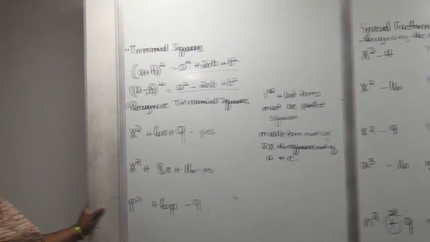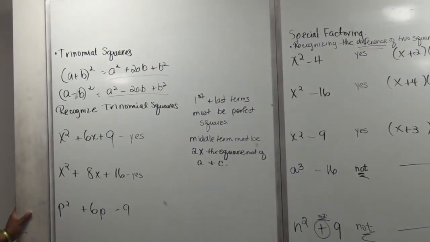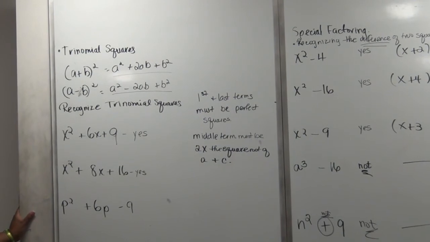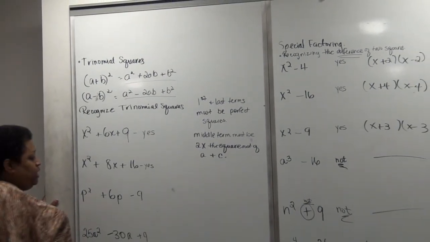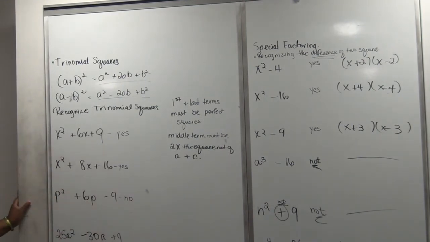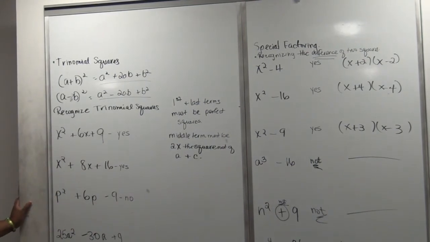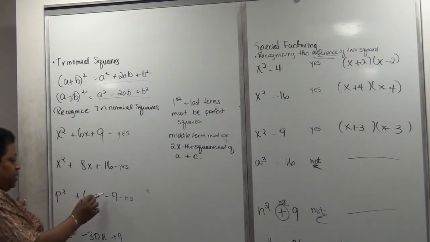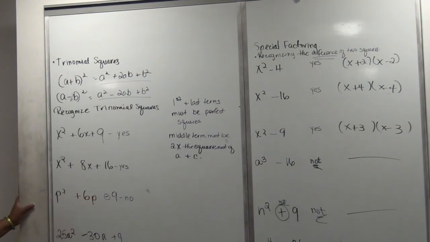Can you say anything about this one? No. Okay, why is it a no? Negative 3 times 3 is negative 9, but negative 3 plus 3 is not 6. One clue is because this is negative. When you have a perfect square, the first and last term are going to be positive. Alright. Now, what about this last one?